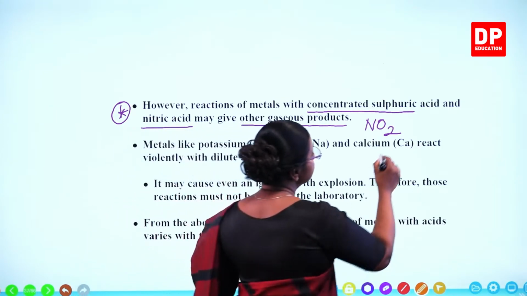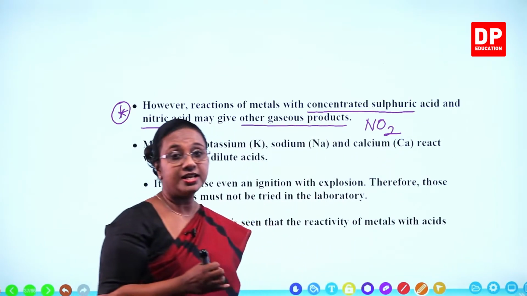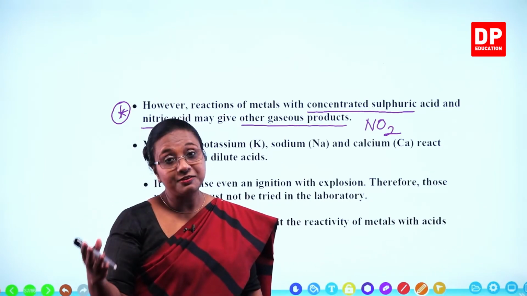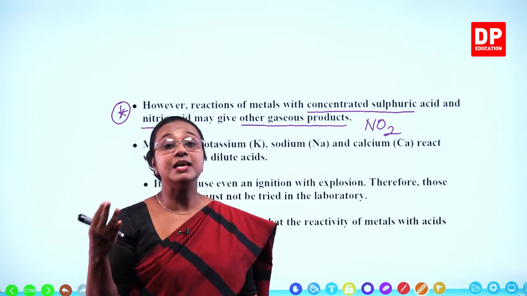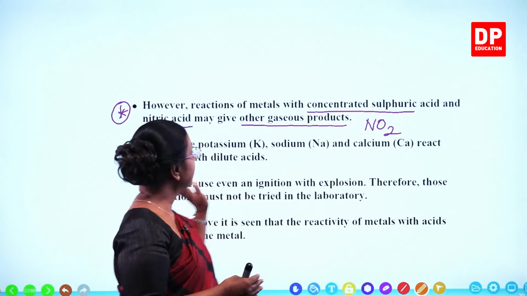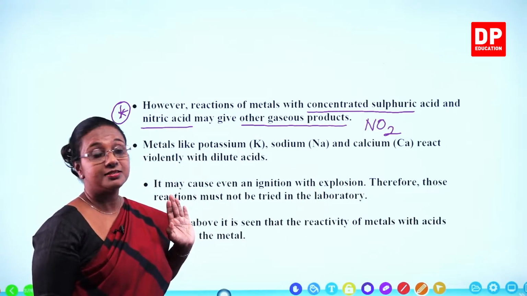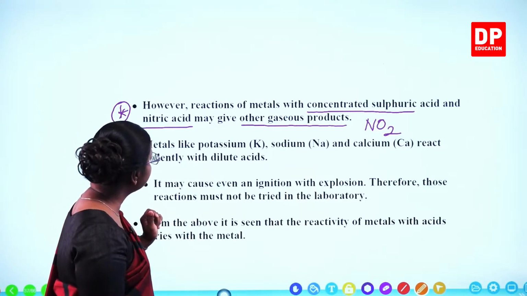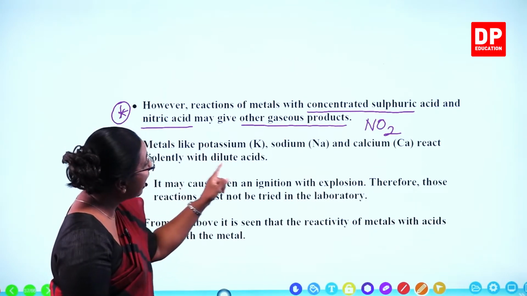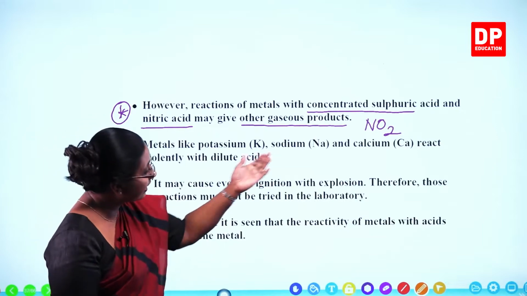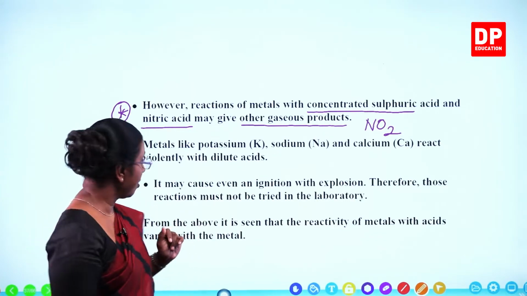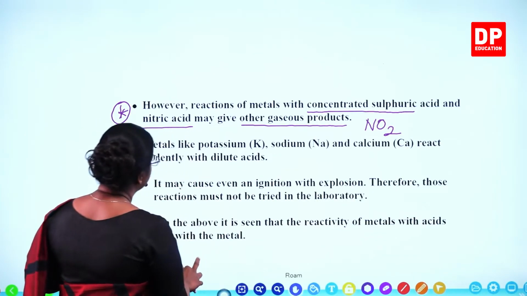The same way, sometimes sulfur dioxide, sulfur trioxide, there are different gases that can be evolved. So just remember this, when metals react with concentrated sulfuric acid and nitric acid, they may give other gaseous products. One example is nitrogen dioxide. Then another one.